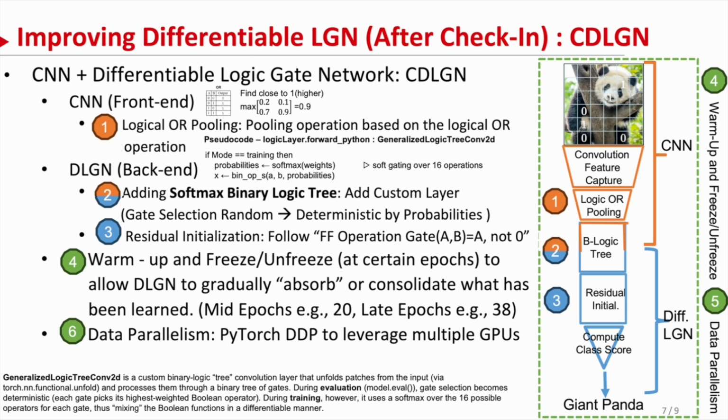The first one is warm up. I have 50 epochs, and the warm up learning rate goes from 1 to 8. After that, I just let the formal learning rate keep going. I also add the middle and later freeze and unfreeze. The idea is to let the network gradually absorb and consolidate what has been learned. The last one is data parallelization. Basically, I use PyTorch DDP, distributed data parallel, to leverage multiple GPUs to run faster.